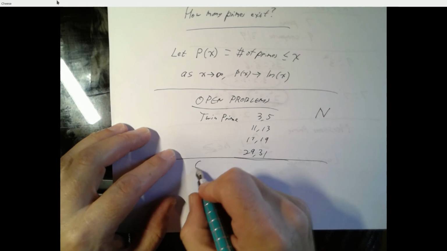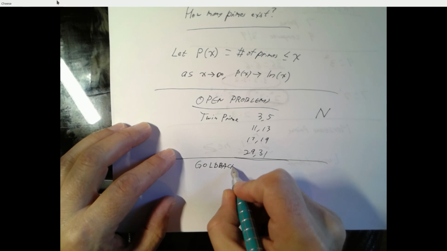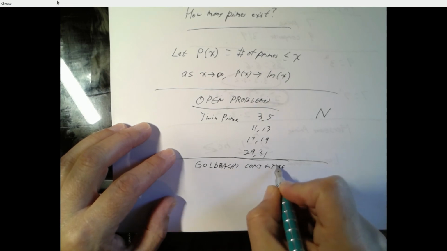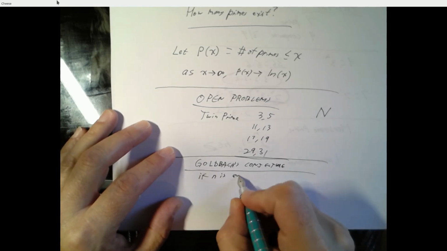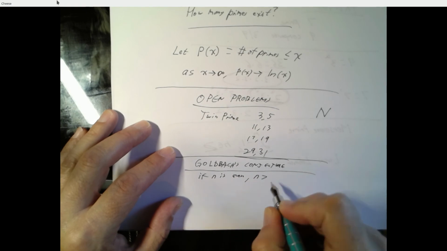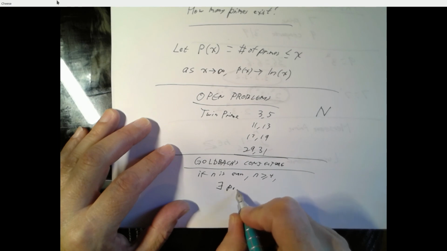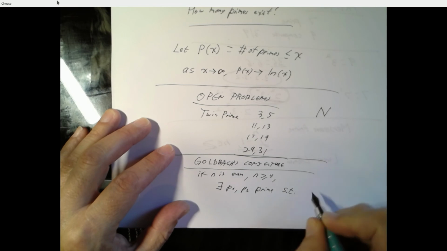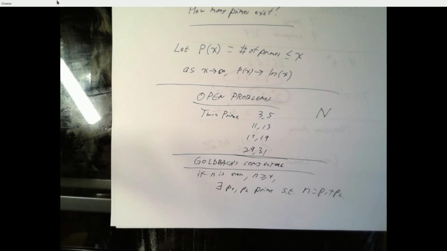Another open question, which you'll have a programming assignment about, is called Goldbach's conjecture. And this conjecture is very easy to state. It basically says if n is even and n is bigger than or equal to 4, there exist primes p1 and p2 such that n equals p1 plus p2. In other words, every even number bigger than 2 can be written as a sum of 2 primes.